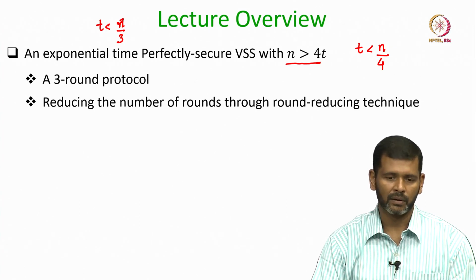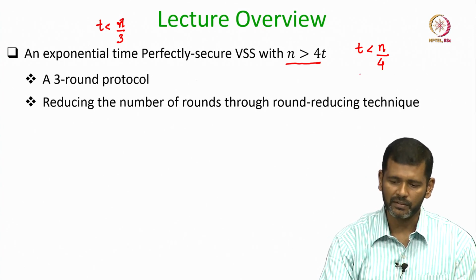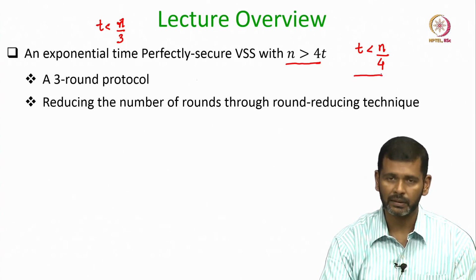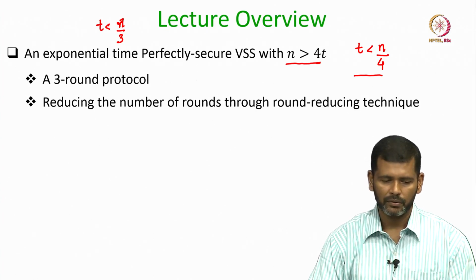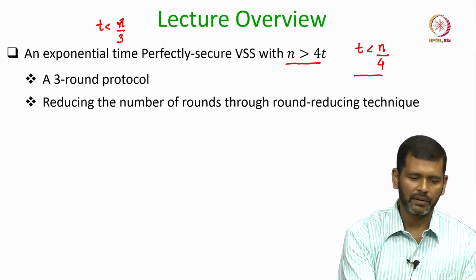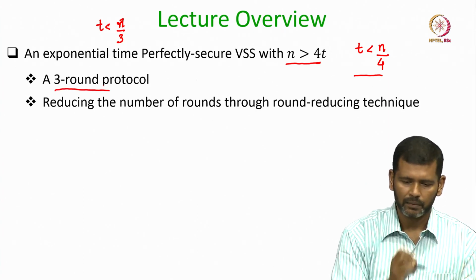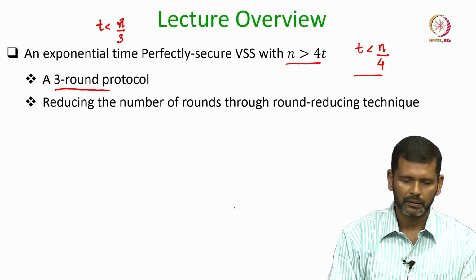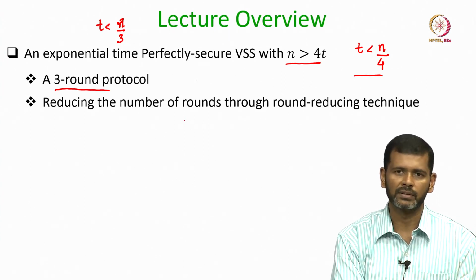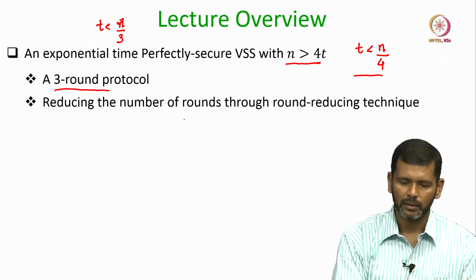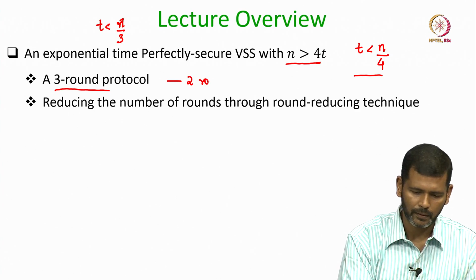It involves a lot of steps, but what we will see in today's lecture is that if you have fewer corrupt parties, then the verification process becomes relatively simpler. So, for today's lecture we will first consider a 3 round protocol, and then we will see that by using the round reducing technique which we had discussed in the previous lecture, we can bring down the number of rounds to 2 rounds.